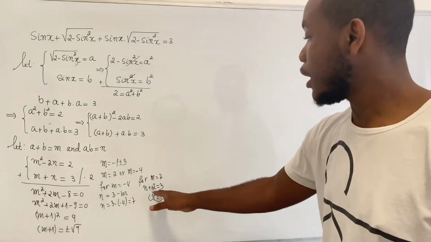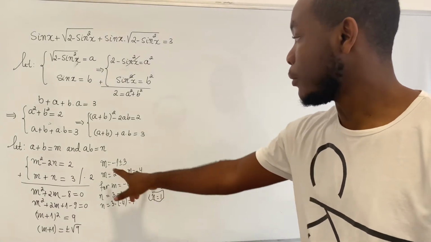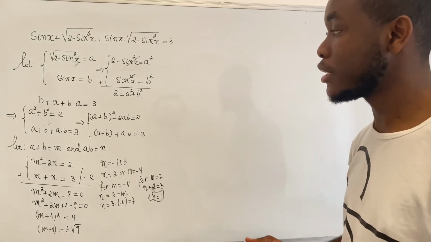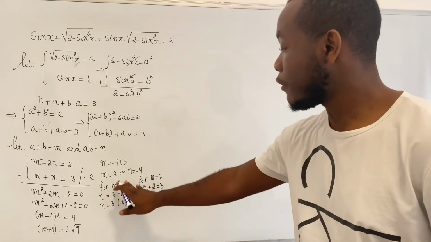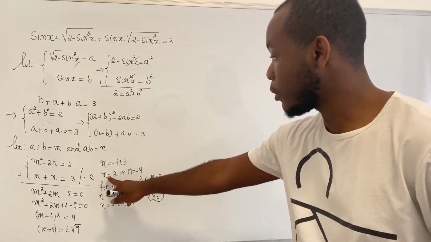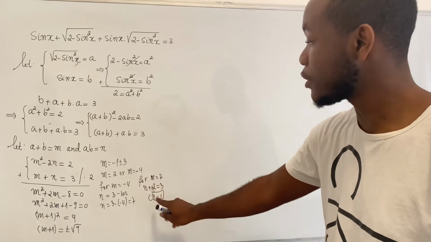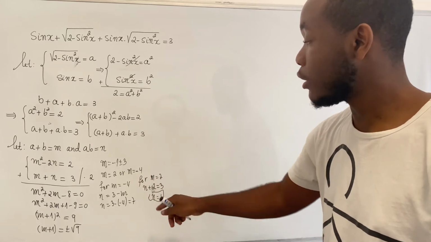But we are not given the problem in terms of m. We had it first in terms of a and b. So let's try to solve and find the value of a and b. Since we have a few solutions here, for m equal to 2 we got n equal to 1, and for m equal to minus 4 we got n equal to 7. So let's work first with m equal to 2 and n equal to 1.